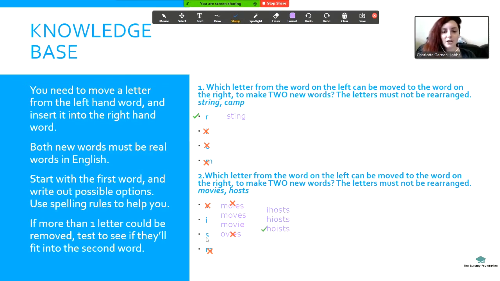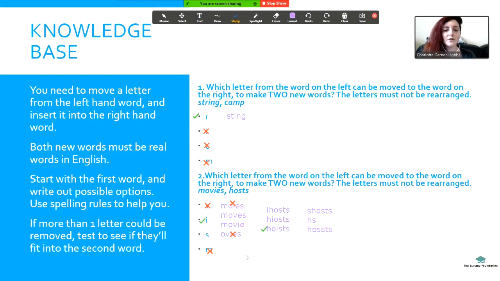If I double check with the S, well, I'd have something that looks like shosts, that's not a word. HS, we don't get that spelling at the start of a word in English, so that's not good. Hosts, also not a word. And I know that having a double S after the T isn't going to work either. As a result, I'm able to work out that the correct letter would be the I.